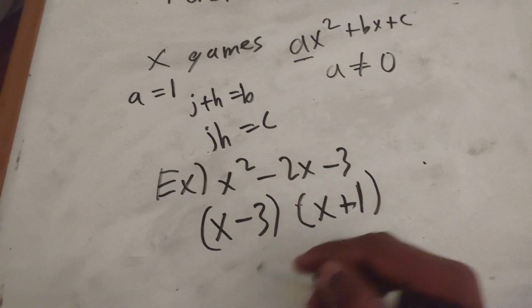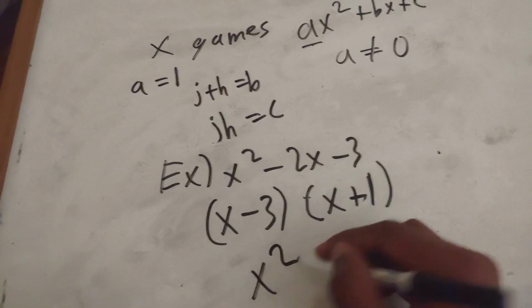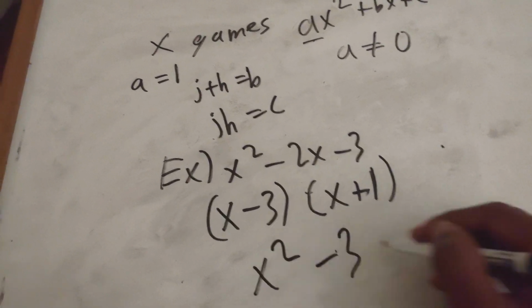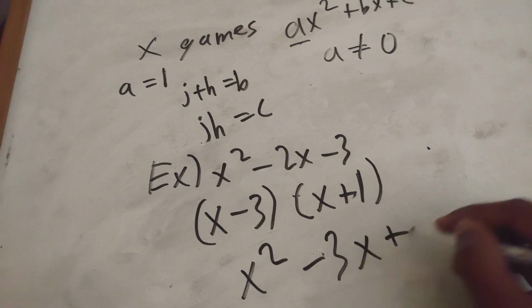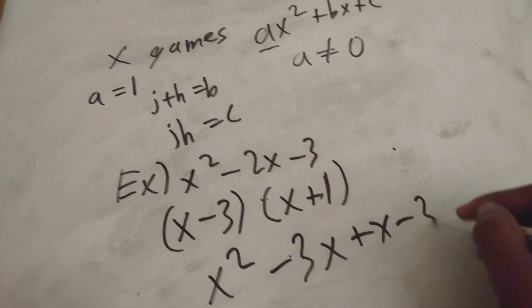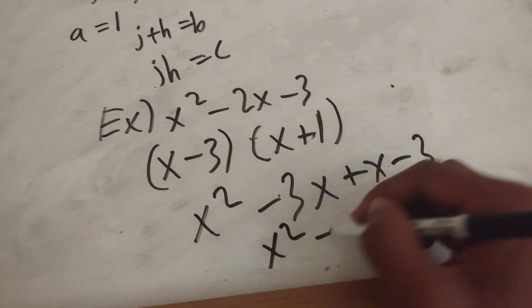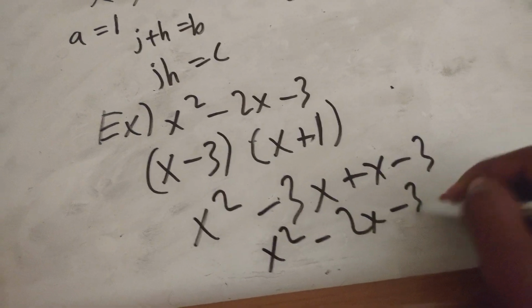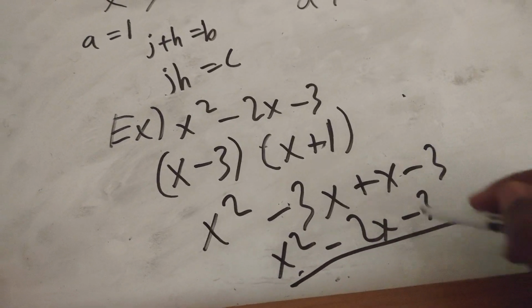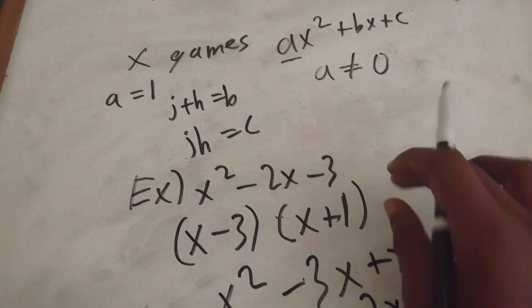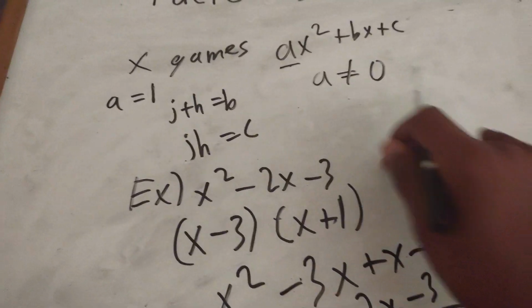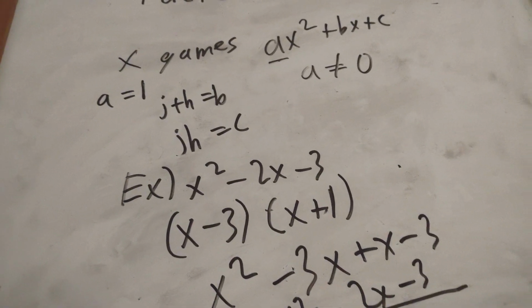And if you want, you could FOIL this, and you will get your answer. So this is the factored form of x squared minus 2x minus 3.